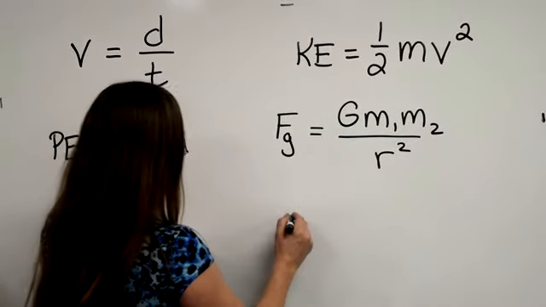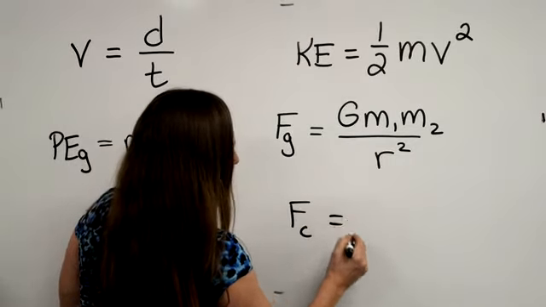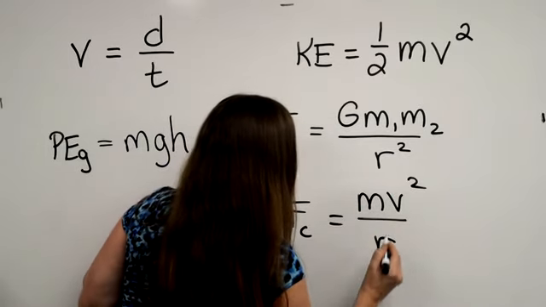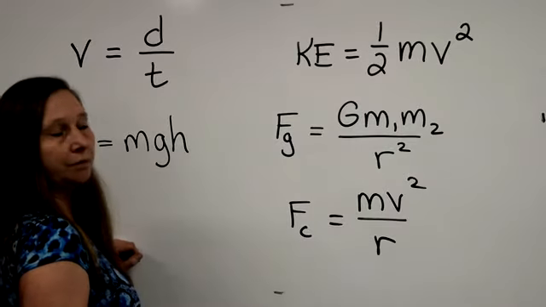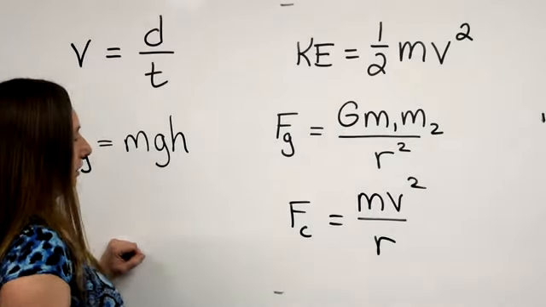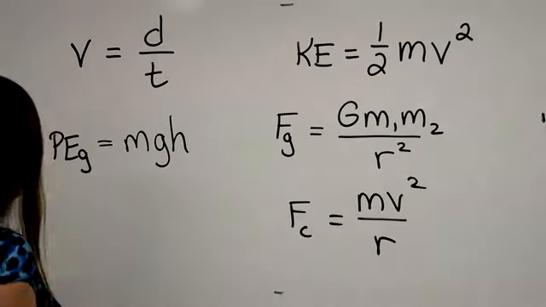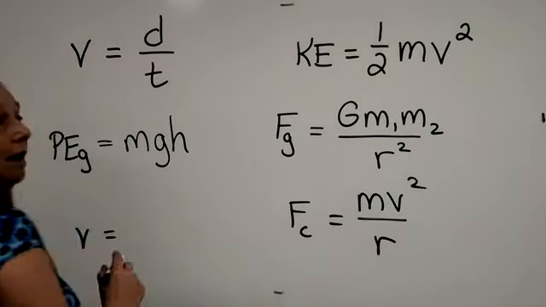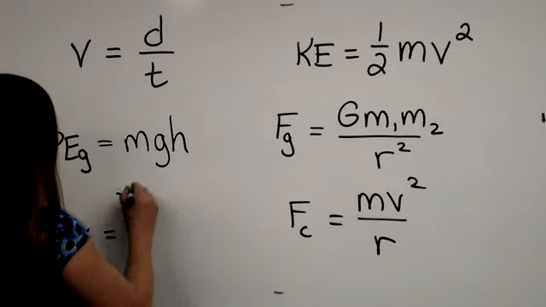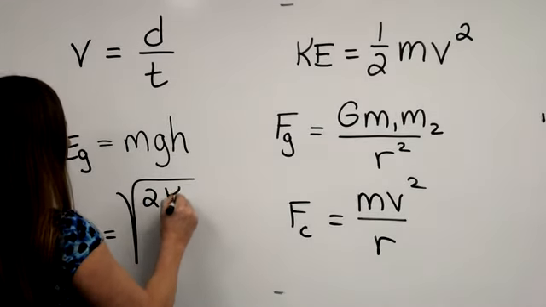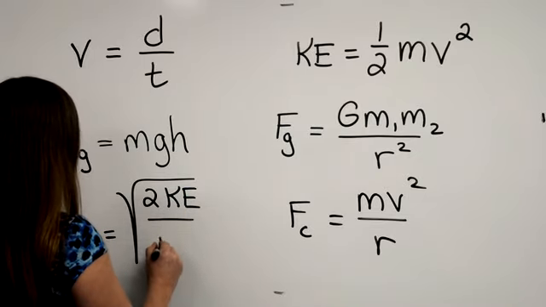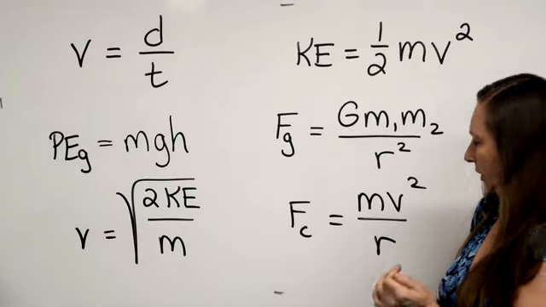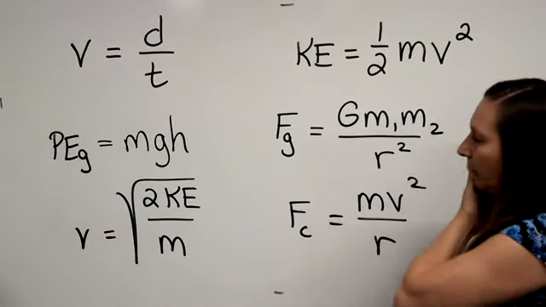Centripetal force is equal to the mass of the object times the velocity squared over the radius of the circle that the object is following. Let's do the one that we derived earlier. The velocity of an object is equal to the square root of 2 times the object's kinetic energy divided by the object's mass.